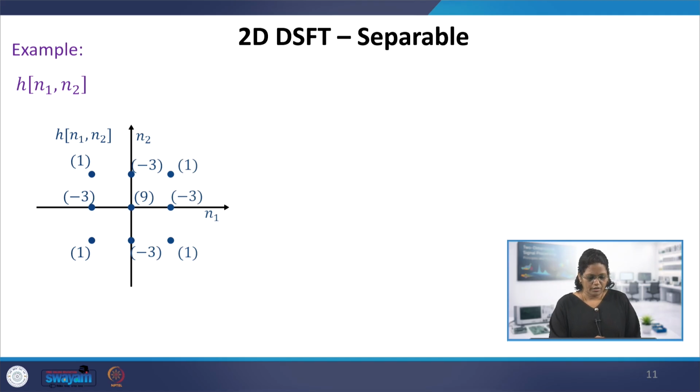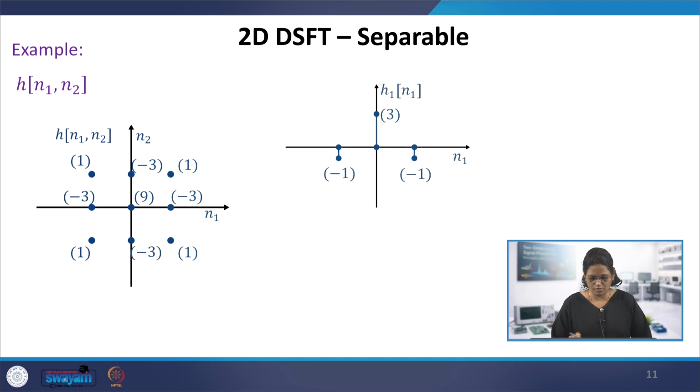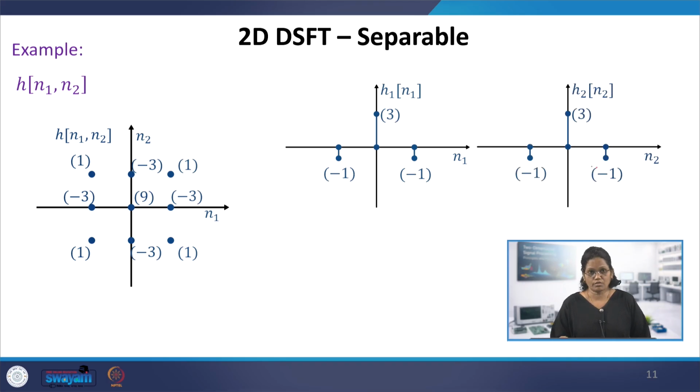Now in the previous case, for the impulse response we had taken, we directly applied the 2D DSFT. Suppose the sequence h of n1 comma n2 is separable, then this 2D sequence can be written as a product of two 1D sequences, h1 of n1 and h2 of n2. So how do we get the h1 and h2 values from h?